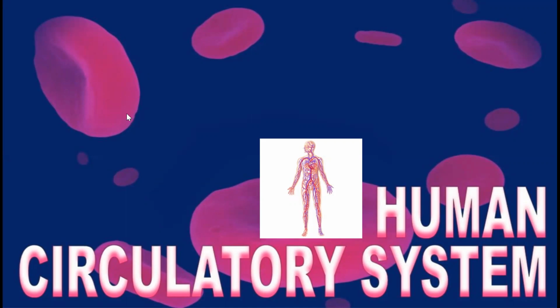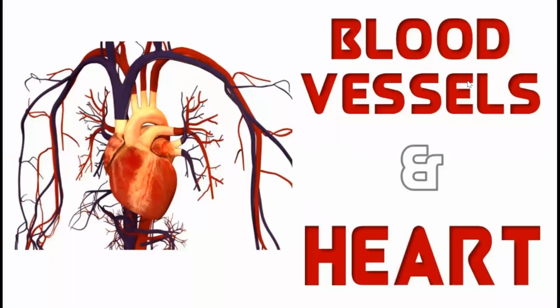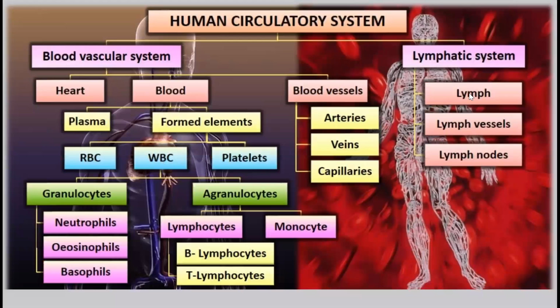Now let's discuss the human circulatory system, in which we will discuss the blood vessels and the heart. The human circulatory system is divided into two parts, the blood vascular system and the lymphatic system. The blood vascular system is made up of heart, blood and blood vessels. Blood comprises plasma and formed elements. The formed elements are RBC, WBC and platelets.